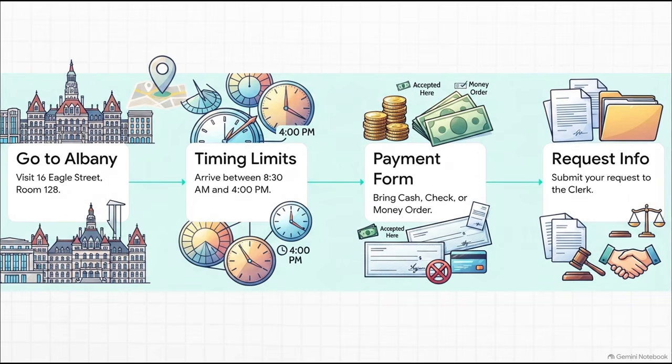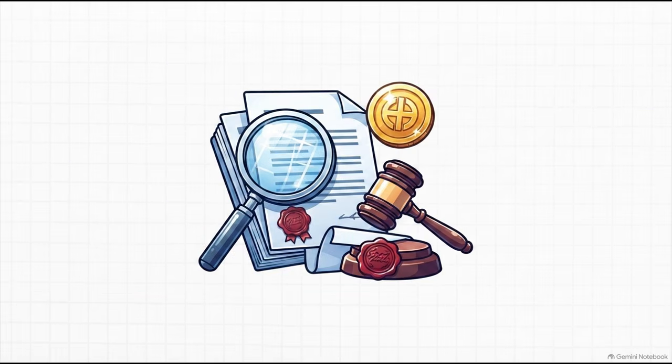And crucially, the walk-in window does not accept credit cards. In local government, cash is still king. You gotta bring cash, a check, or a money order made payable to the Albany County Clerk. When you go, you definitely need to budget accordingly because these costs are strictly mandated by the state. If the clerk has to search for a record for you, that's a $5 manual search fee per name for every 2-year block searched.